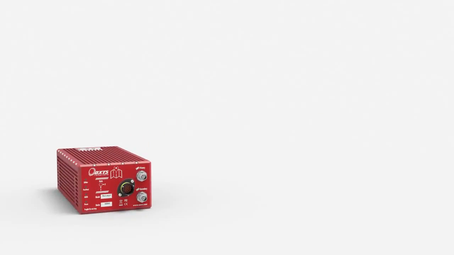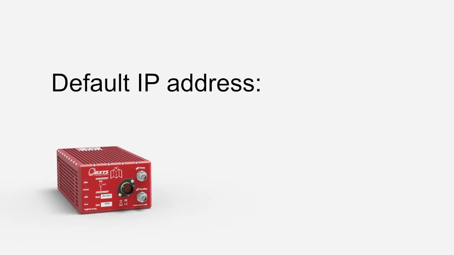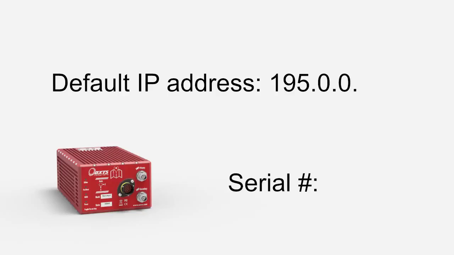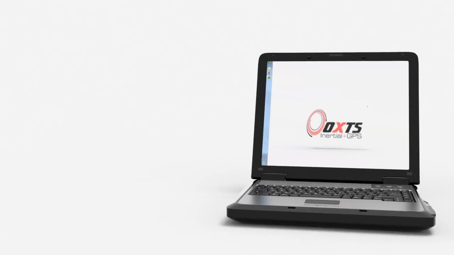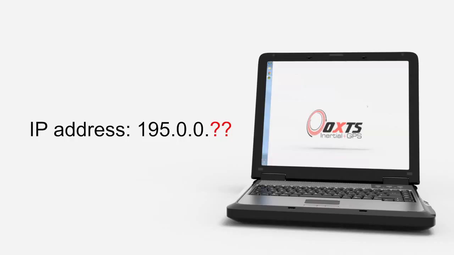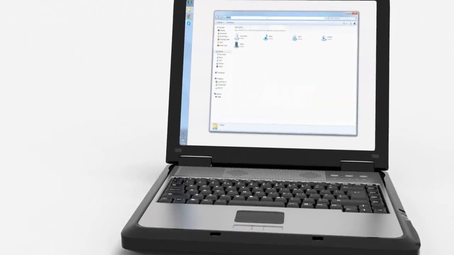By default, the IP address of an OXTS product begins with 195.0.0. The final part of the IP address is then made up from the last two digits of that product's serial number. For example, if the serial number of your product is 2014, then the default IP address of that product would be 195.0.0.14. In order for your computer to see the OXTS product when connected, its IP address must also take the form 195.0.0. but the last octet of its address must be unique on the network.